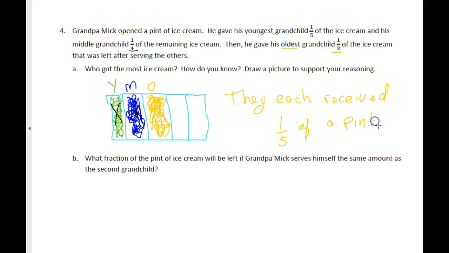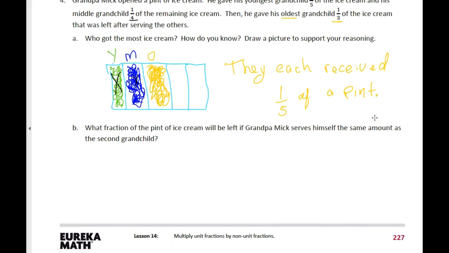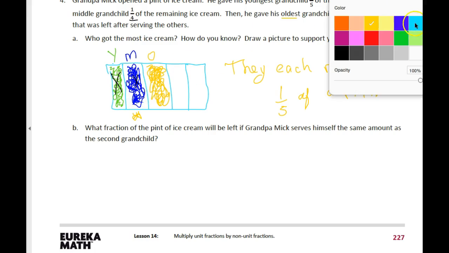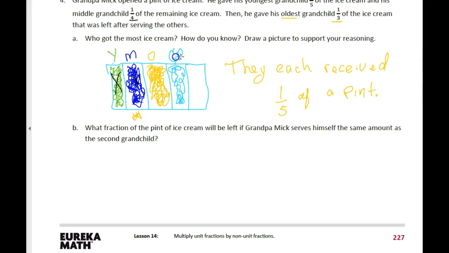And now we get down to this one. What fraction of the ice cream will be left if Grandpa Mick serves himself the same amount as the second grandchild? So this right here is the second grandchild, and they got a fifth. So he's going to give himself the same amount as that kid got right here. So we can label that GP, Grandpa. How much is left? There's 1/5 left. So what fraction of the ice cream will be left if he serves himself the same amount as the second grandchild? 1/5 remains.